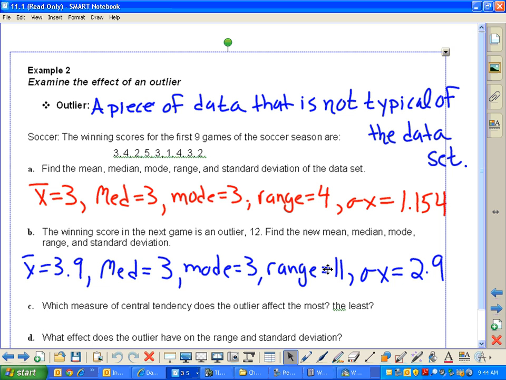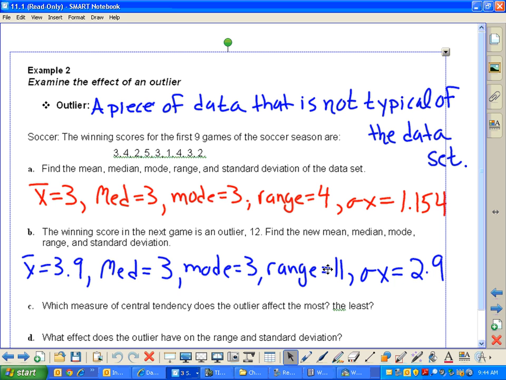the winning score in the next game is an outlier. So when you throw 12 into your list, this is what you get. If you just add on 12, all of a sudden, wow, they scored 12 points. That's awesome. Look what it does to our mean. It took it from 3 to 3.9.